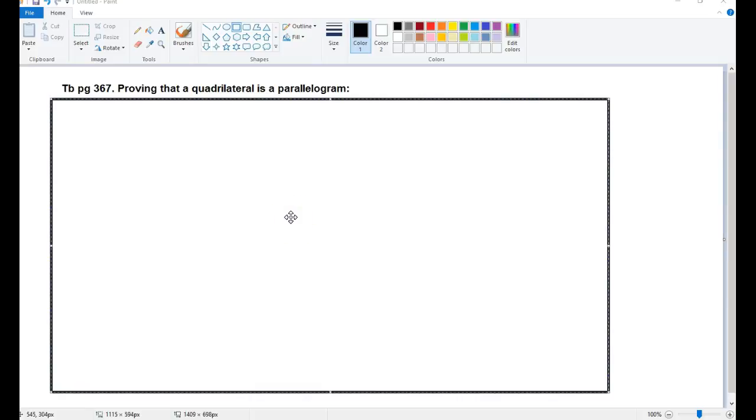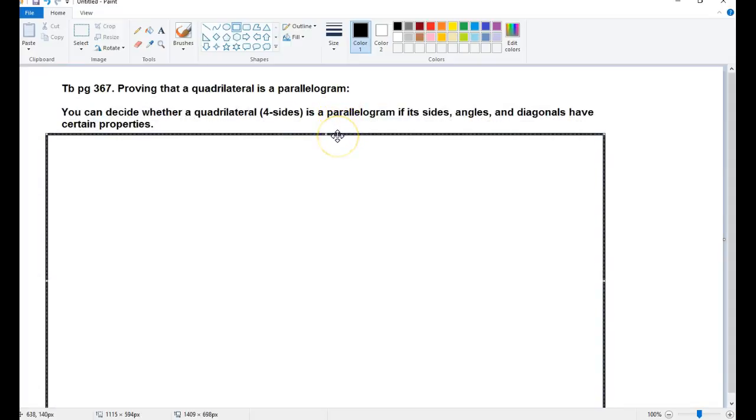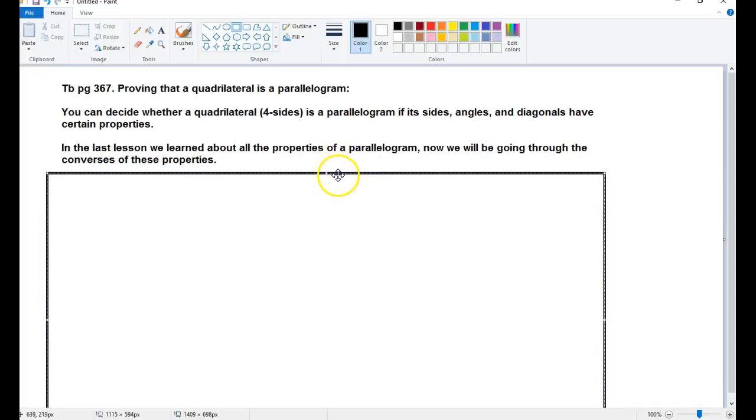Hello everybody, we're going to start the next section, which is proving that a quadrilateral is a parallelogram. There are going to be a lot of different theorems and proofs in this section, and a lot of the proofs are the same ones that we did in the last section, just the opposite. So you can decide whether a quadrilateral, which has four sides, is a parallelogram if its sides, its angles, and diagonals have certain properties. In the last lesson, like I said, we learned about all the properties of a parallelogram.